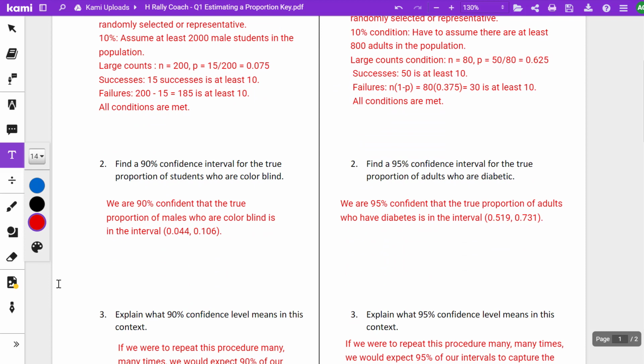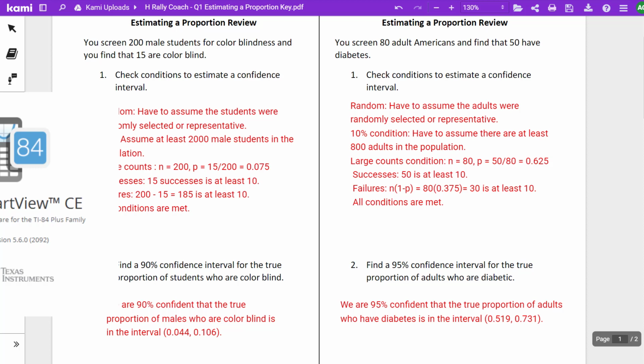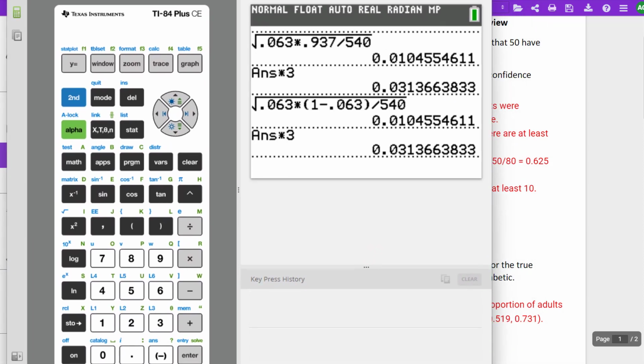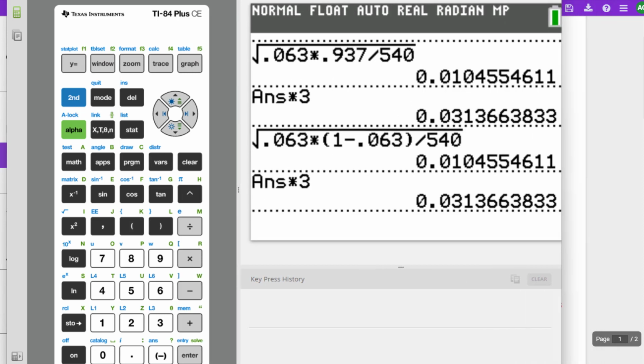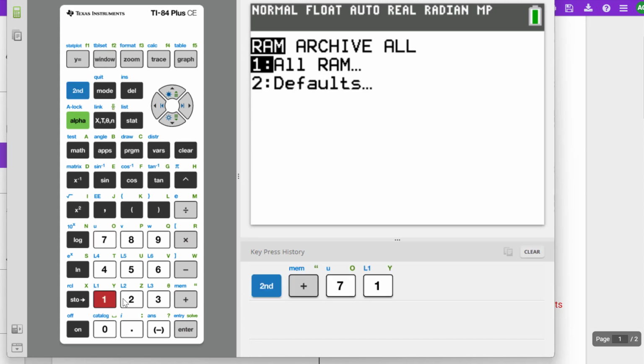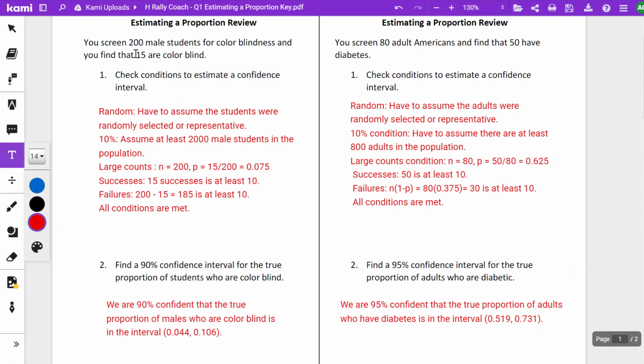Now we find a 90% confidence interval for the true proportion of students who are colorblind. So what I'm going to do is pull in my calculator, because you can basically just run this through the calculator. Give it a second to warm up. I'll pull it over here and try and size it appropriately. Okay, let me just go ahead and clear this, just so you don't get distracted by anything. And before I use my calculator, I need to know there are 15 out of 200 colorblind.